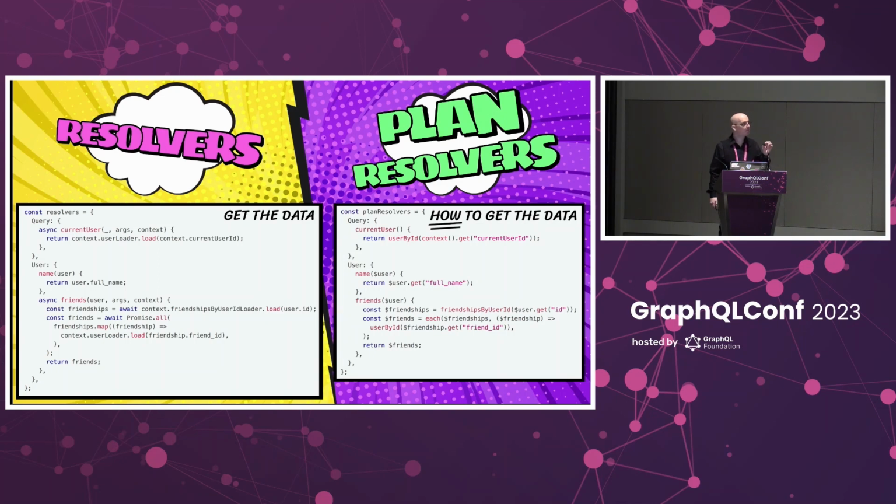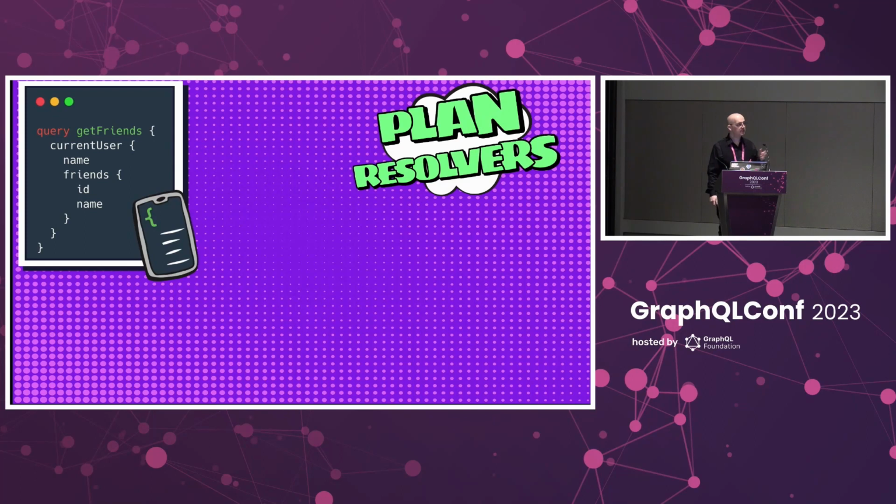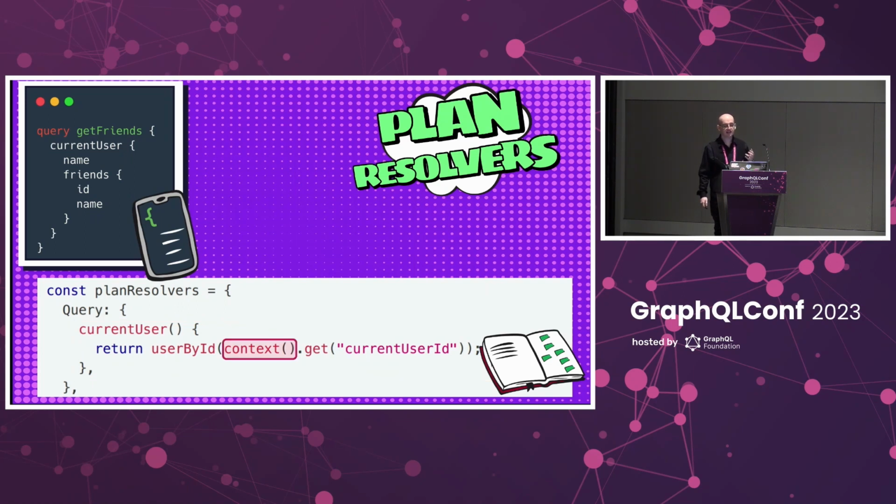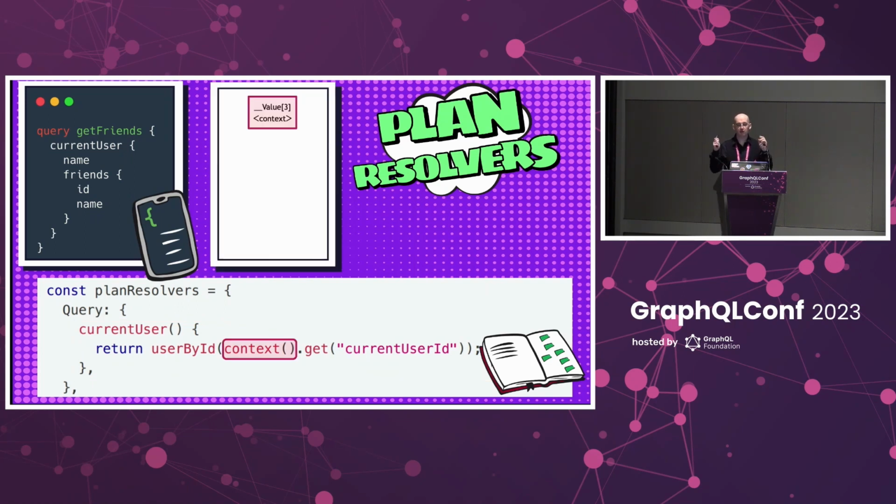Let's take a look at planning a simple GraphQL query. Just like in traditional GraphQL, we go through the fields on a layer-by-layer basis, starting in this case with the current user field. Here's the plan resolver for that. The first thing that we call is this context function, and that is going to give us a step that represents the GraphQL context.